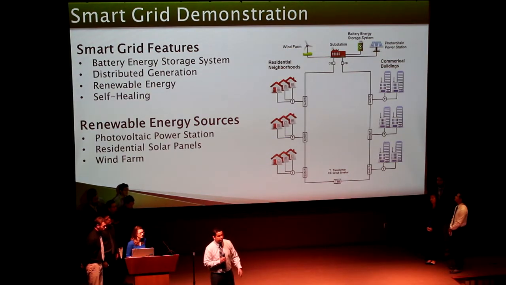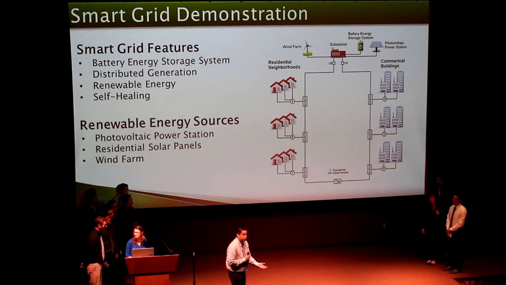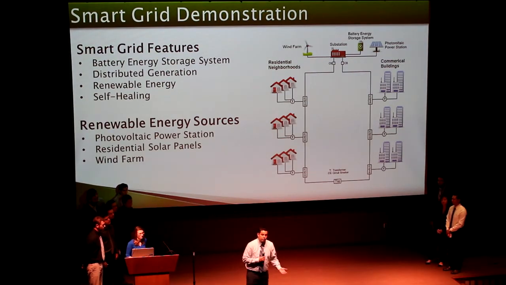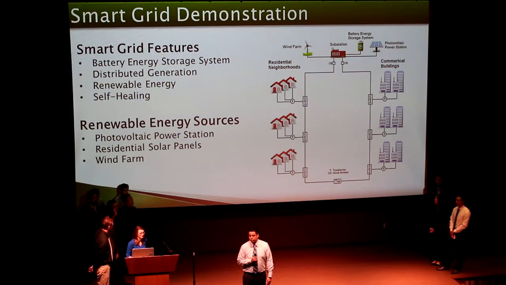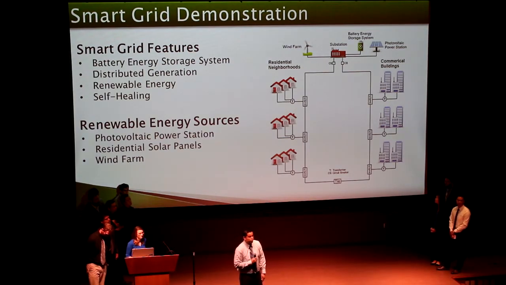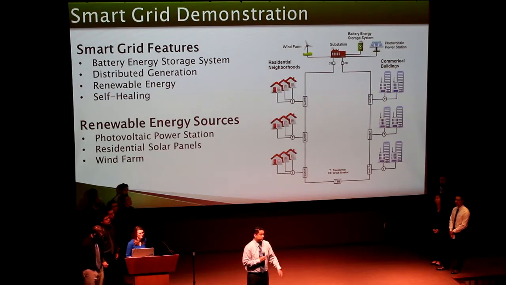At this level, we also have distributed generation, and this is in the form of residential solar panels. These solar panels decrease the total demand for power. As for the self-healing aspect of the grid, this is accomplished using switches and ties that are centrally controlled by a SCADA system, which stands for supervisory control and data acquisition.